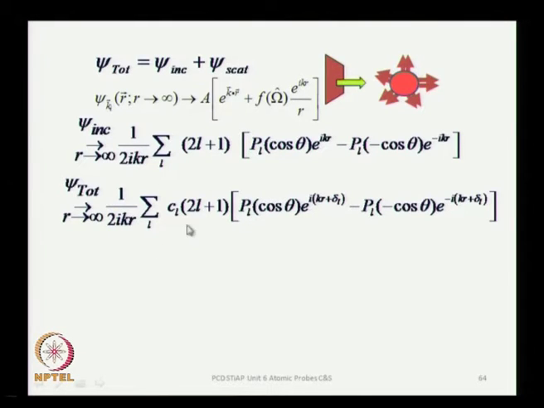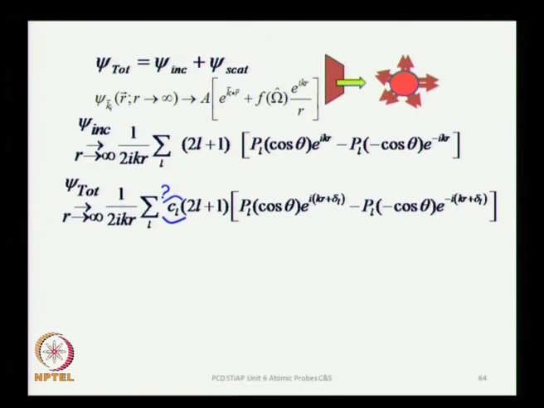But then you do not know what CL is. This is the unknown coefficient in the total wave function. The question is, how do you determine CL? What is the boundary condition which gives you the CL? This is the unknown, this is what you have to find out.